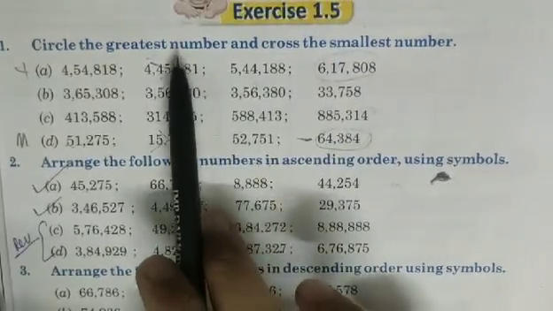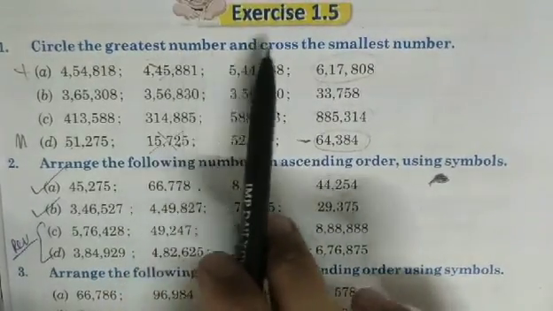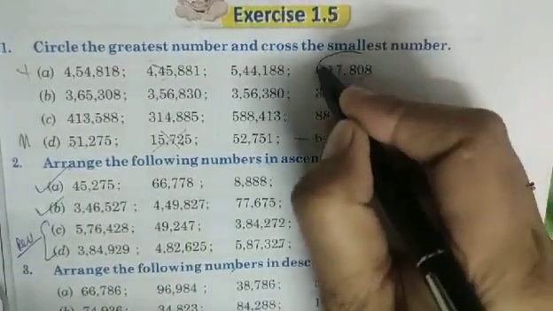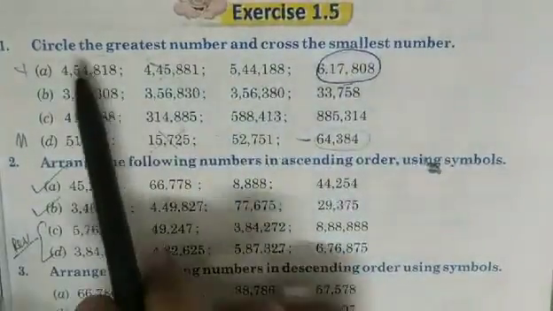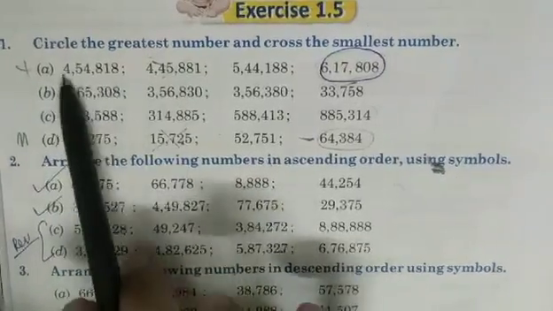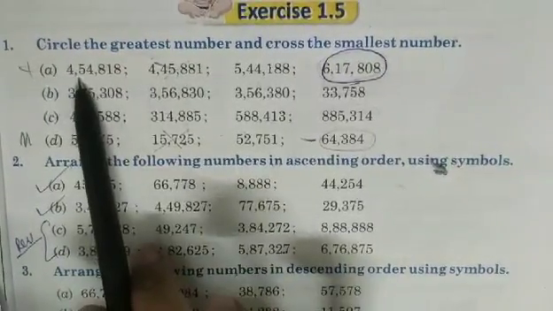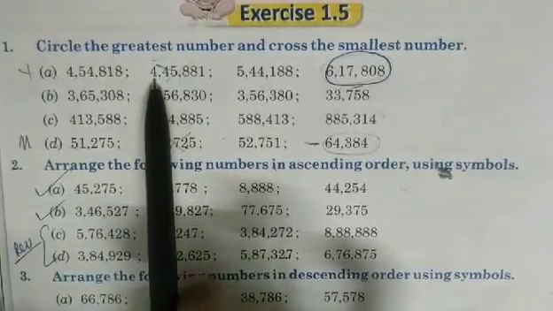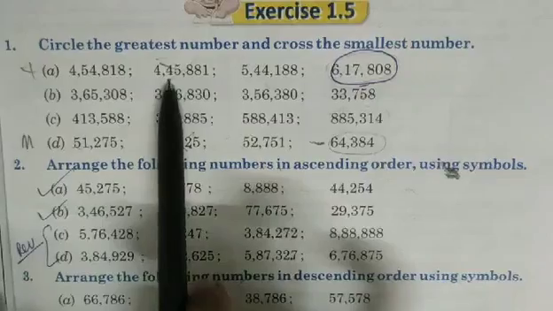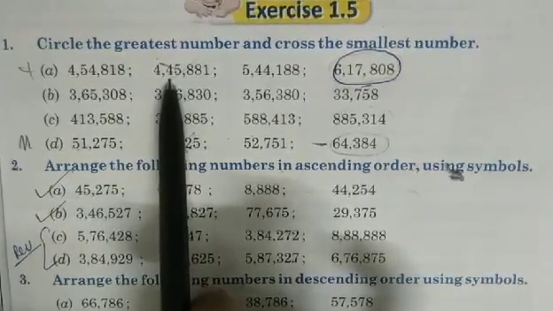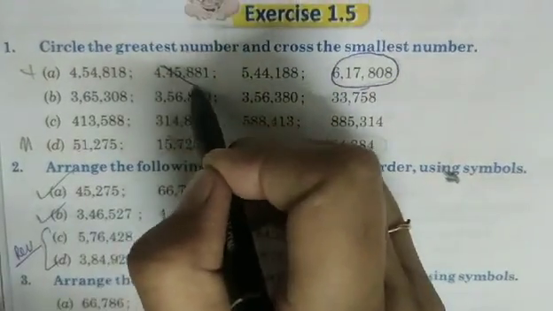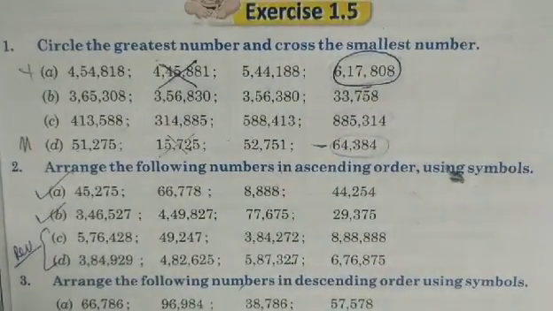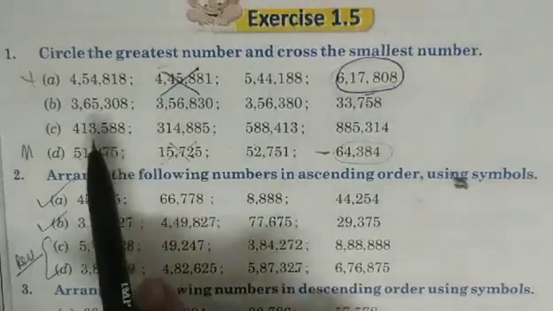And they are asking us to circle the greatest number and cross the smallest number. So this is the greatest number, starting with 6. And for the smallest number, we have two numbers starting with 4. So out of these, one is the smallest, and we'll start comparing. This is 4, 4, the first digit is the same. The second one is 5 and that is 4. So the 4 is the smallest one. So we will cross this one because this is the biggest number and this is the smallest number. Clear?